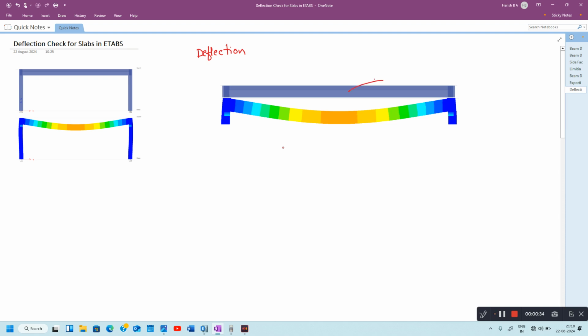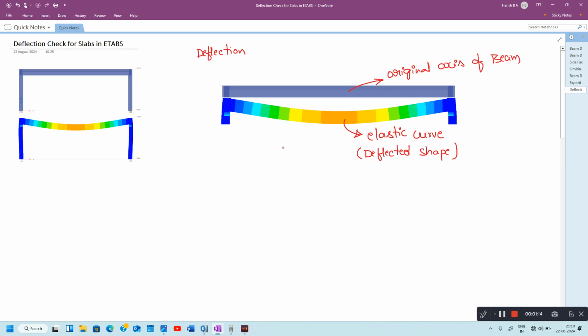So this is your original axis of the beam, and here is your elastic curve. Elastic curve is nothing but the deflected shape of the beam. So the deflected shape is called the elastic curve.